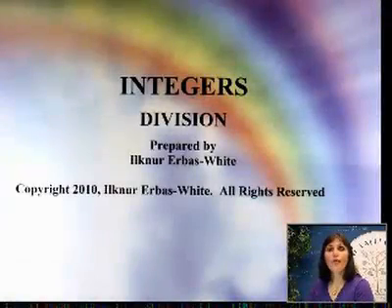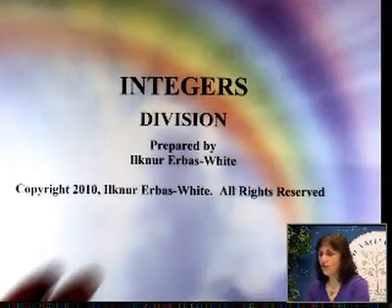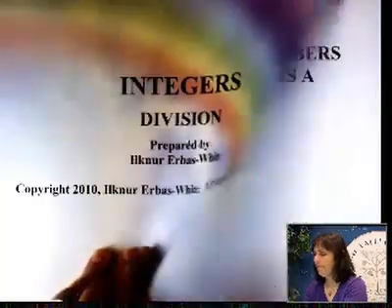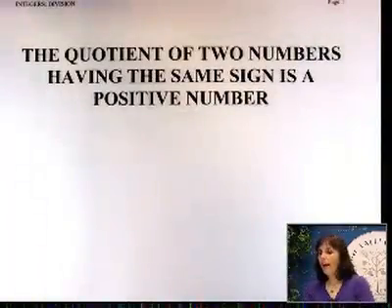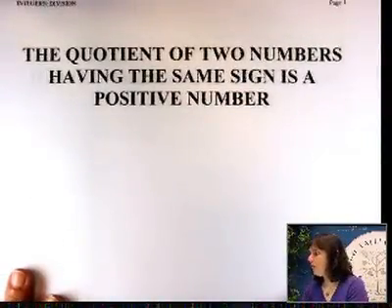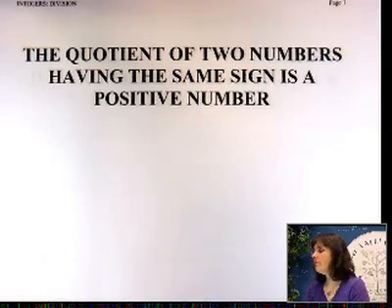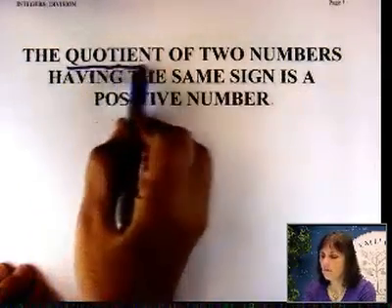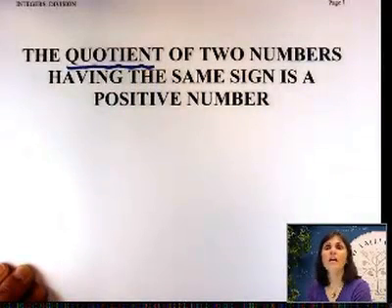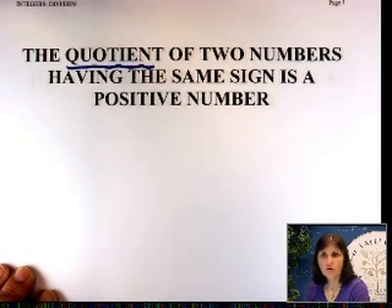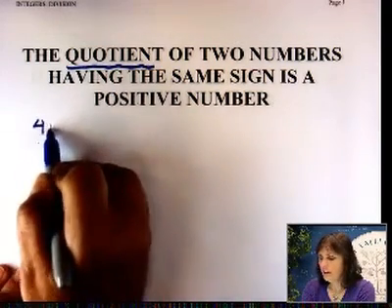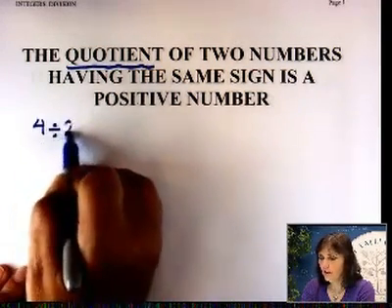Today we'll go over division of integers. What happens when we divide two numbers that have the same sign? And remember, quotient means division. So when I have a division situation with two numbers that are the same sign, this is how you do it. Let's look at 4 divided by 2.